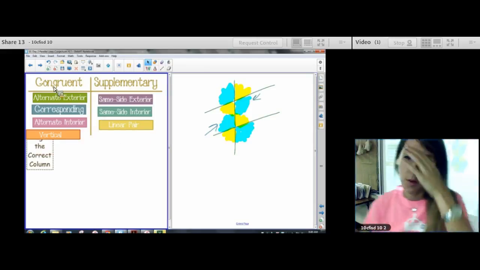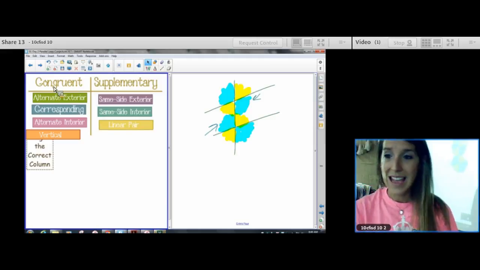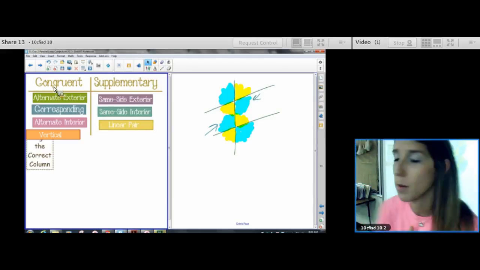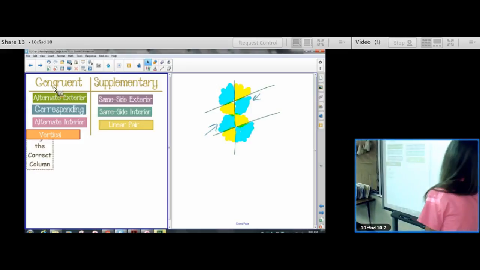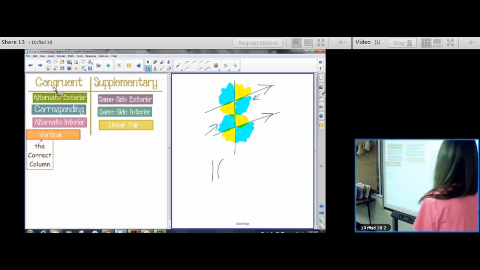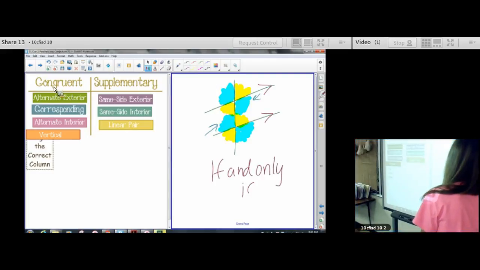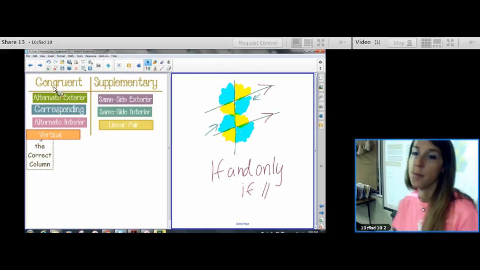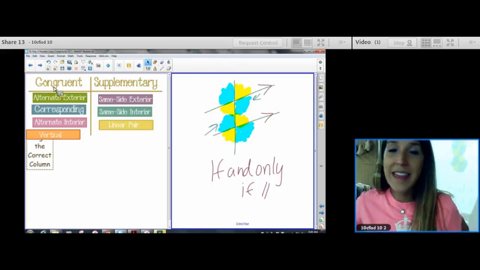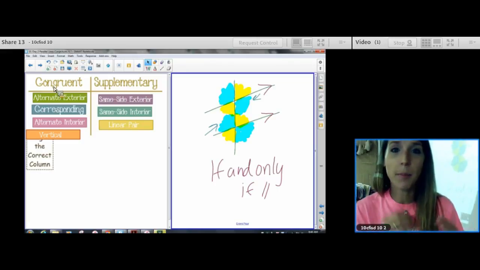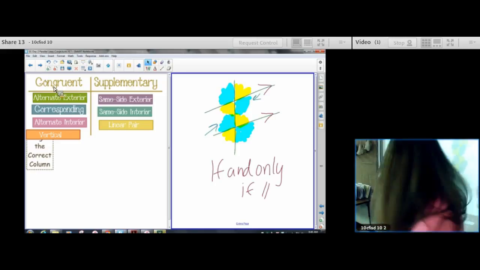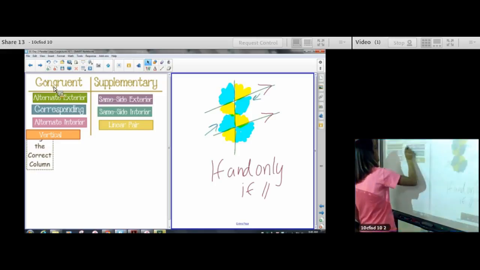Okay. So, moral of the story is if our lines are parallel, remember, we throw this out the window if these lines are not parallel. This is if and only if the lines are parallel. If and only if the lines are parallel, then same side interior and same side exterior angles are supplementary. Same side, supplementary. They all start with an S. Same side, supplementary, supplementary, same side.